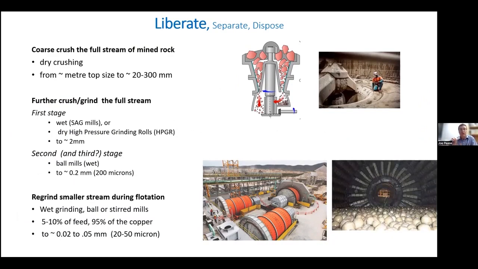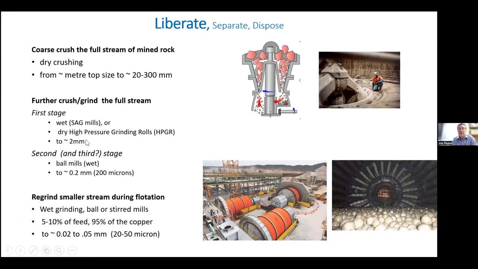That has to be applied to the full stream of ore. We then take that product and we further crush it and grind it. A couple of stages of that. The first stage will be in, you might have heard of SAG mills or semi-autogenous mills. That's wet grinding, or sometimes it's done in dry grinding, high pressure grinding mills, or HPGRs. The aim here is to further crush the rock down to about 2 millimetre size.